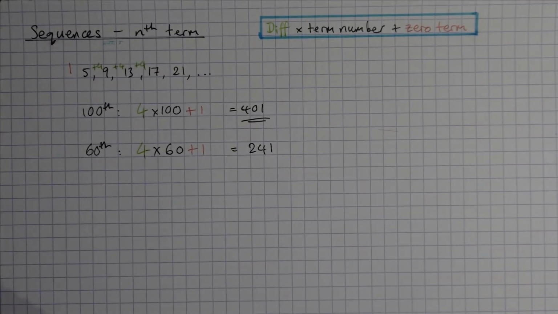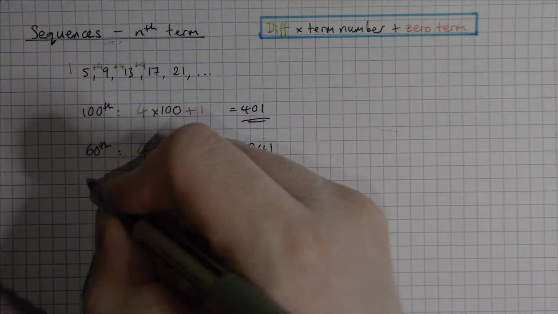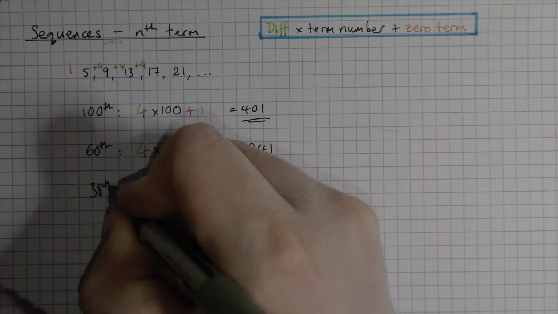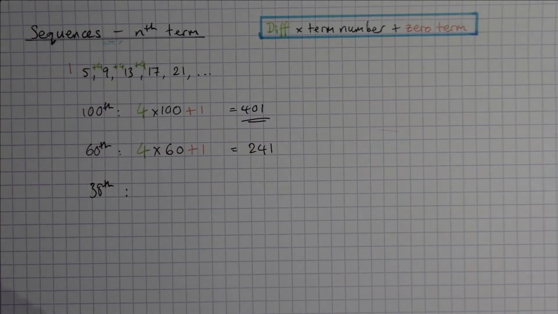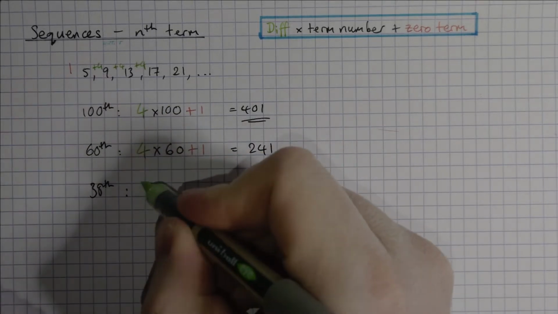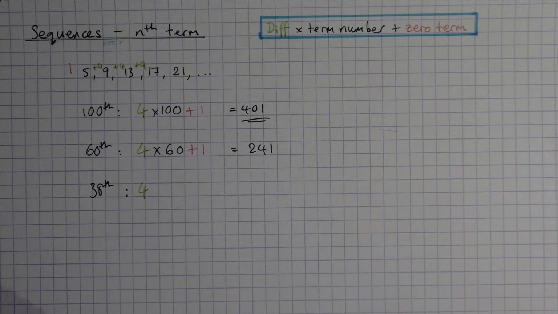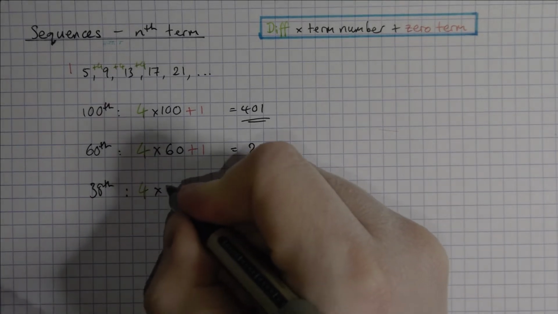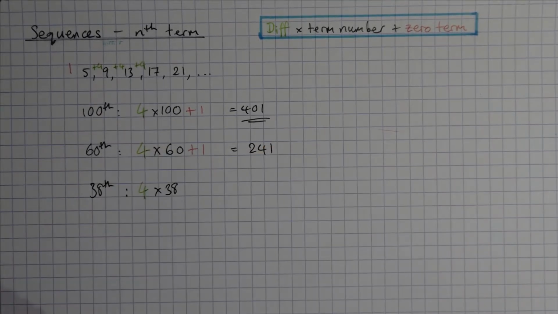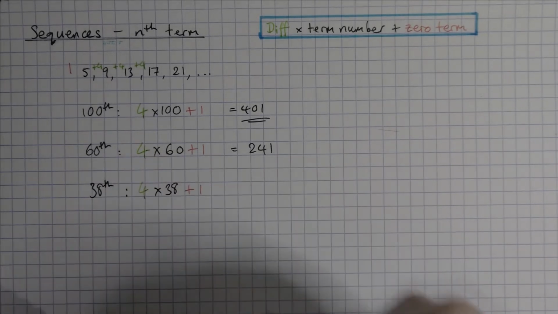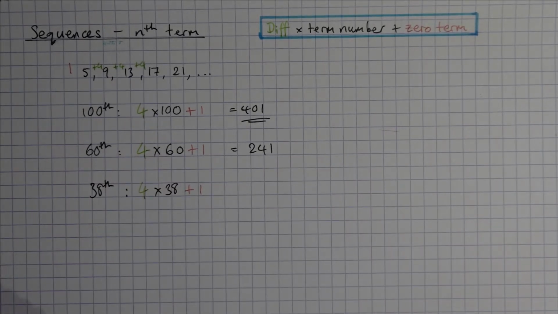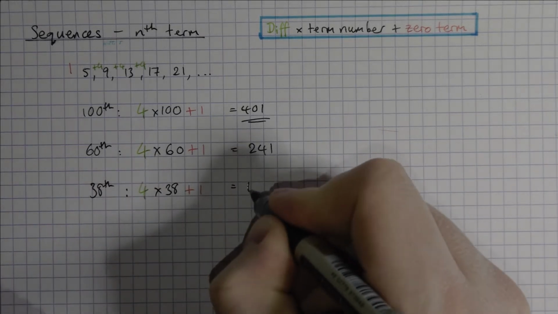Okay, maybe let's try the 38th term. The 38th term in the sequence. Let's jump straight to the 38th term in the sequence. The difference between each one is 4. I want the 38th term, so times by 38. The 0 term is 1. 4 38ths are 152. So this gives us 153.